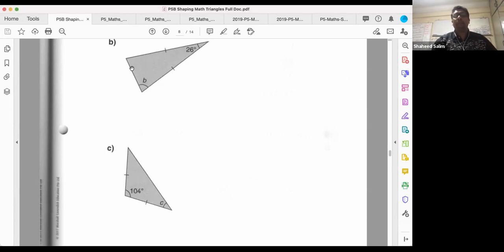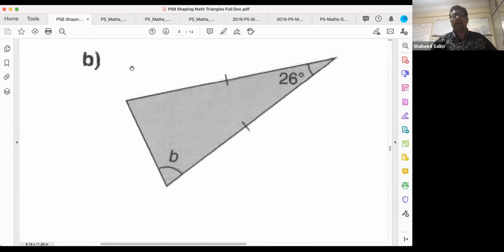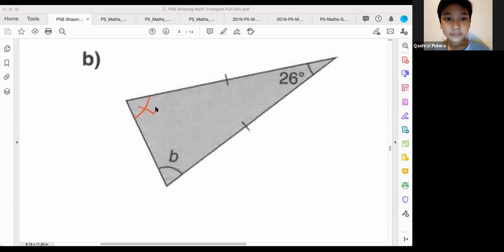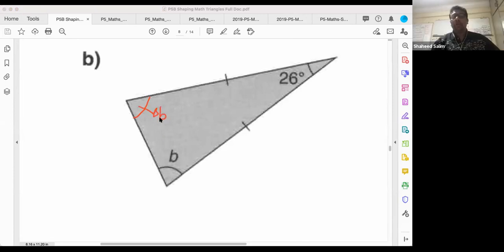Nayu, let's see, yeah, Naomi. Is she correct? These two angles are the same. Okay, so now we have to go for this one. Now we ask Mr. Putra, what is this angle over here? Is it 26 or is it B? Which one? Is this 26 or B? B. So what do you do now?